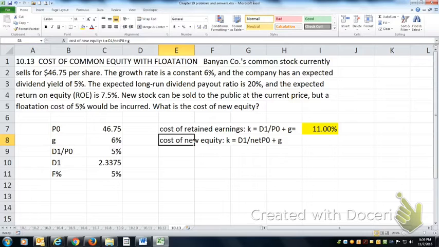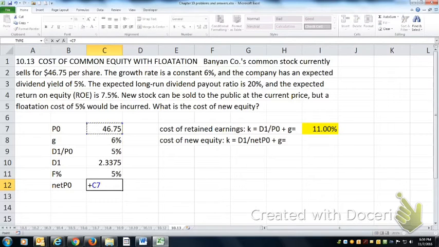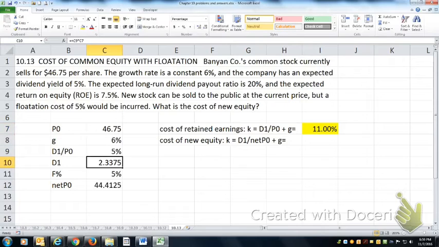So in order to solve that, I'm going to need net P0. Well, if I've got to pay a commission of 5%, then for $46.75, I'm going to only get 95% of that when I actually sell one. So since I've got to pay a 5% commission, when I sell a $46.75 share of stock, I'm only going to get $44.41.